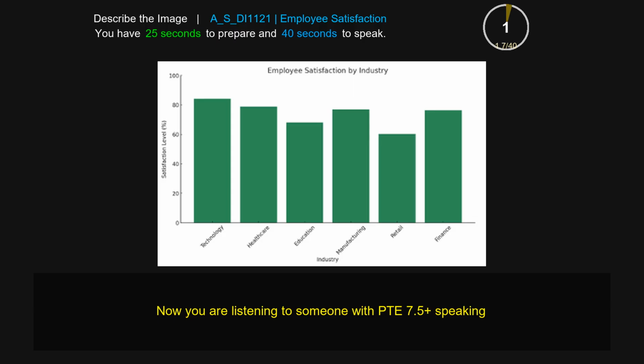This bar chart is information about employee satisfaction by industry. From the picture, we can see the value of education is 70. For manufacturing, the number is higher, which is 79. The highest point is technology, around 82, and the lowest one is retail, just 57. There are also other industries such as finance and healthcare. To sum up, the graph tells about employee satisfaction.